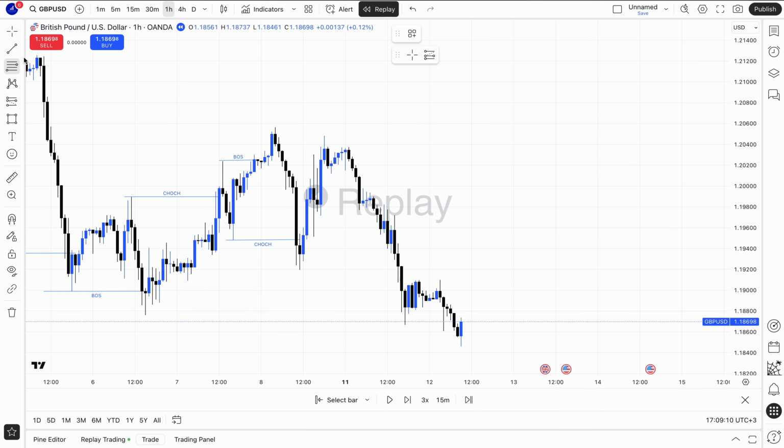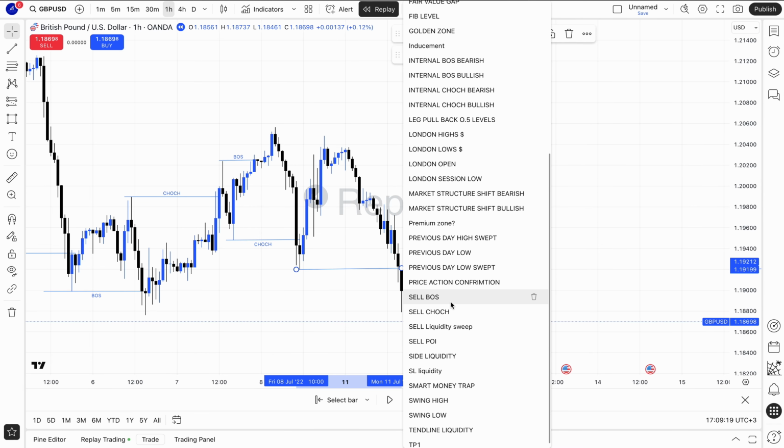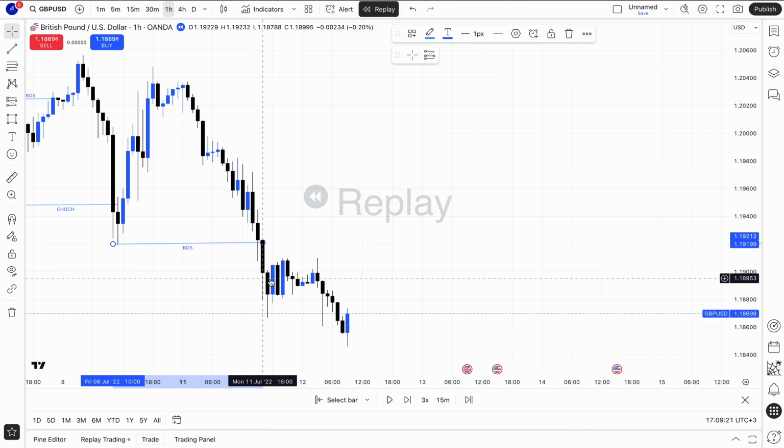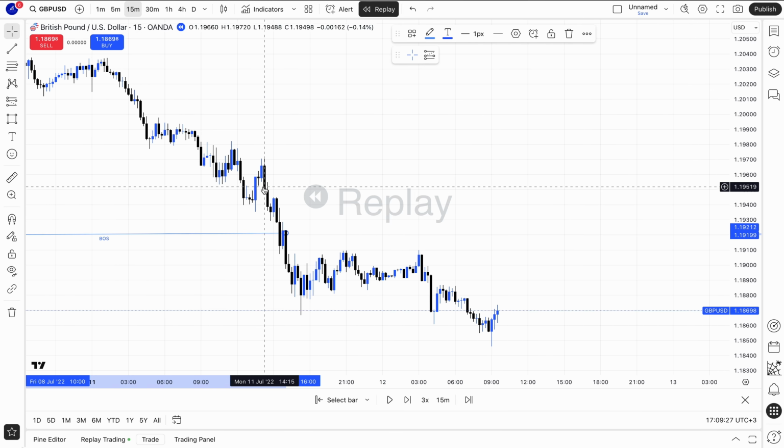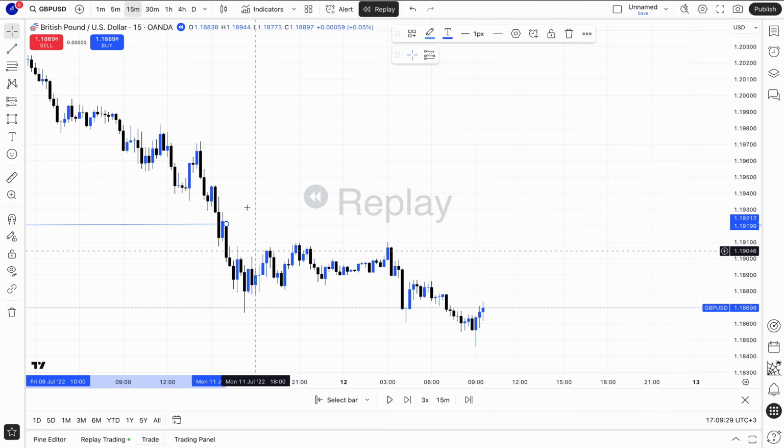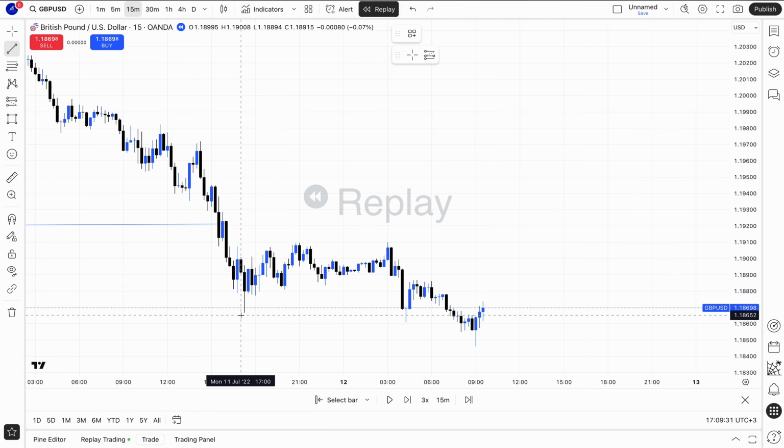and then you had the pullback, and then continuation to the downside. Then this one is not a pullback. Let's go to 15 minutes for our external structure and we see 1, 2, 3 here. Confirmed.